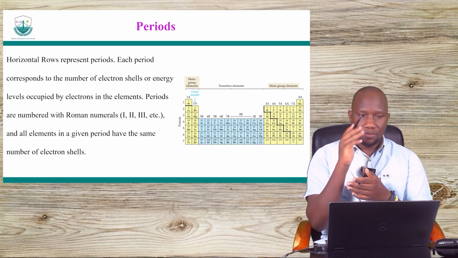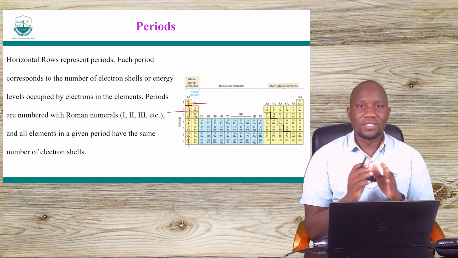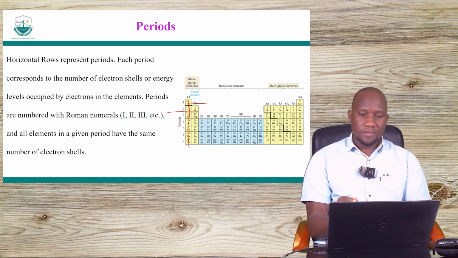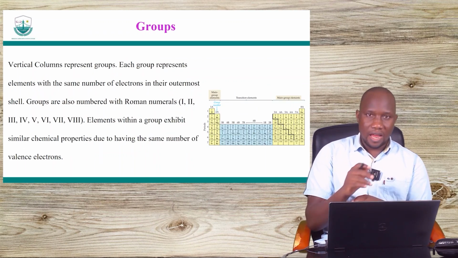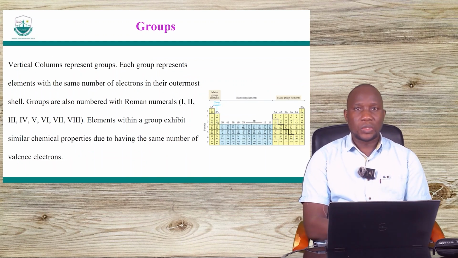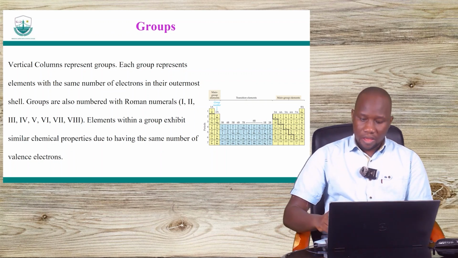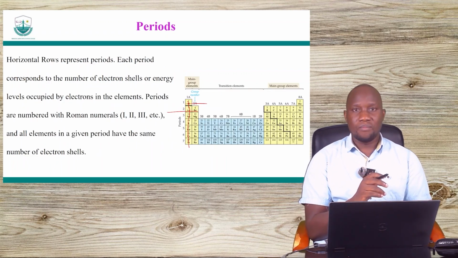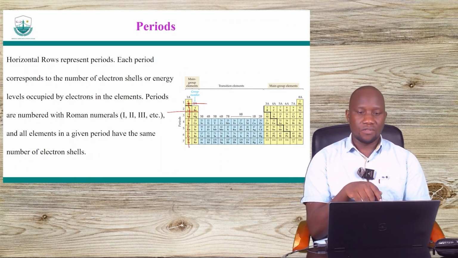Okay, we already know that in the periodic table, we move down the same group and across the same period. So what do the same group and the same period mean? If the elements belong to the same group, it means that they have the same number of electrons in the outermost shell. If they belong to the same period, they have the same number of energy levels.